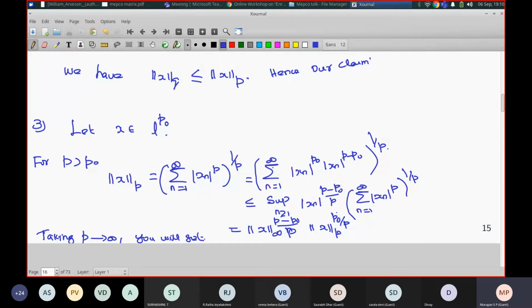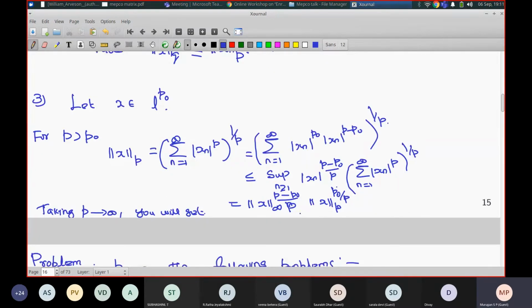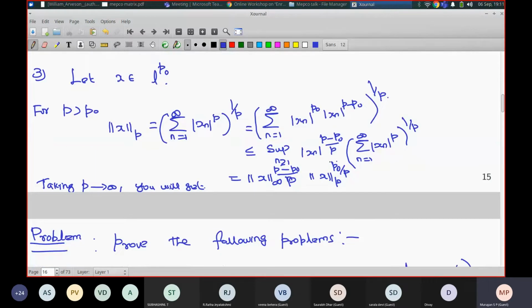This is the formula. So you can use the same trick, because p naught is less than p. Therefore you can write this as the sum of modulus of x_n to the p naught times modulus of x_n to the p minus p naught, right? Then again this is a bounded sequence, so you can take the supremum and pull it out. Then you will get 1 by p, it's 1 by p, not a square root. So this is a p naught, right? Here is the p naught.